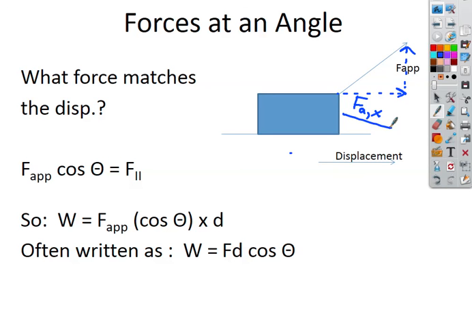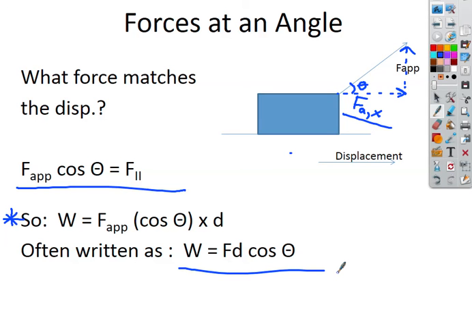The thing is, in almost all these problems, this is always going to be, usually with the angle that they give you, the cosine, the adjacent side of the triangle, which means the force parallel will equal the applied force times cosine theta, if I do good trig. And so, therefore, we often write the formula for work as F cosine theta times D, or on your AP sheet, FD cosine theta.